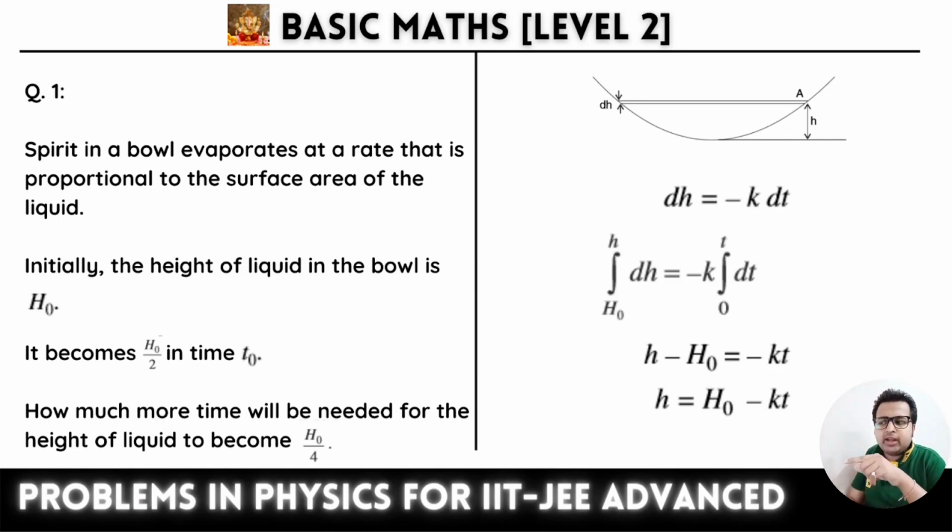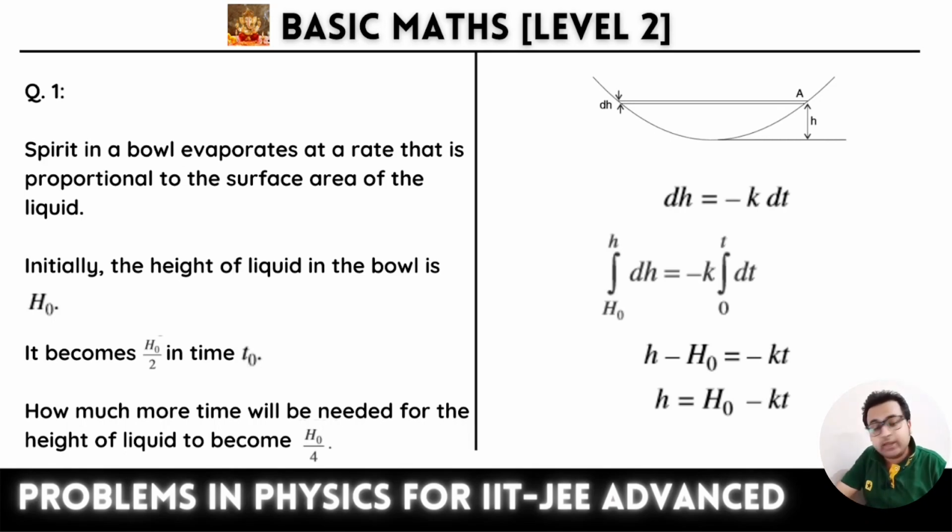We will be integrating dh, see, integration we always do from an initial boundary condition to a final boundary condition. So here we are doing integration from h naught, that is the initial height, to any height h, and time is 0 to t. When you do that, you will get the most important relation for this question: small h is equal to capital H naught minus kt. Small h is the height of the liquid at any time small t. By changing the value of t, you can calculate height, and here k is unknown.